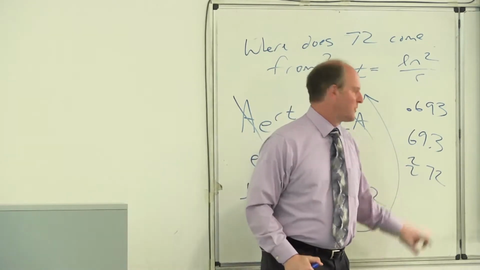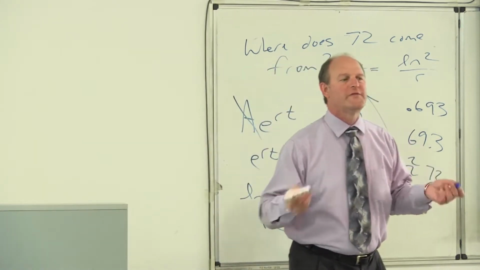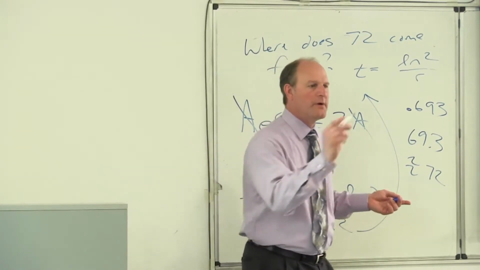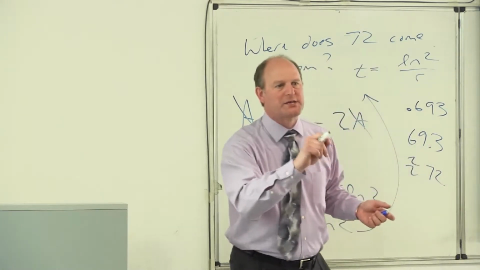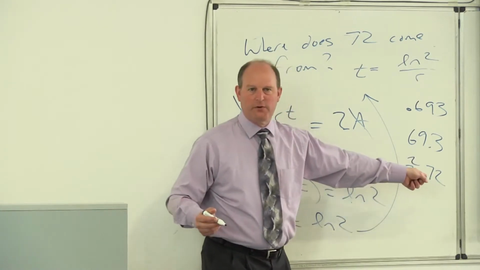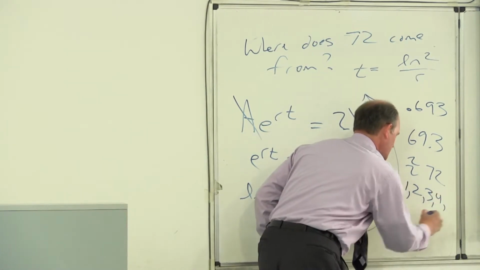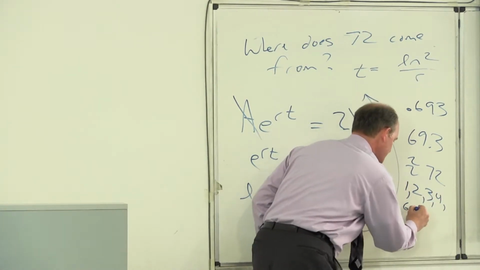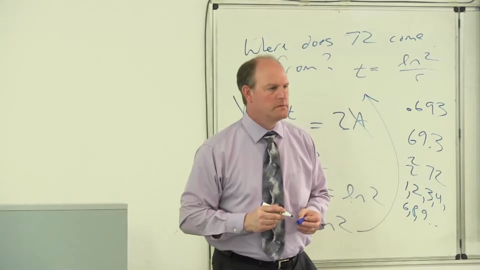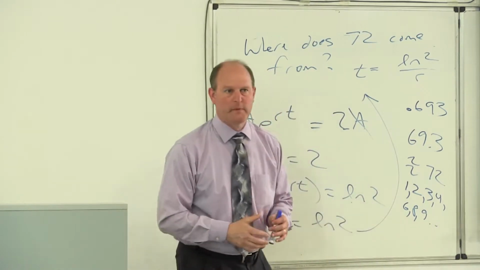The reason we use 72 is because this is just a simple rule of thumb, a simple calculation. There are a lot of potential interest rates that divide evenly into 72: 1, 2, 3, 4, 6, 8, 9. Okay? All right.